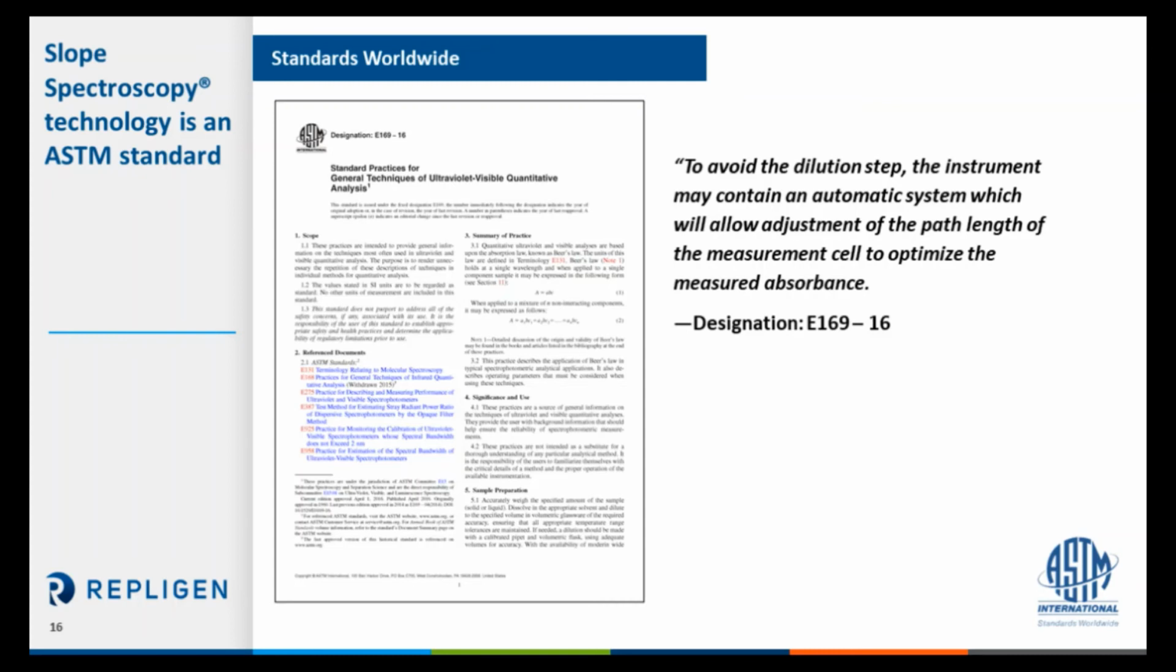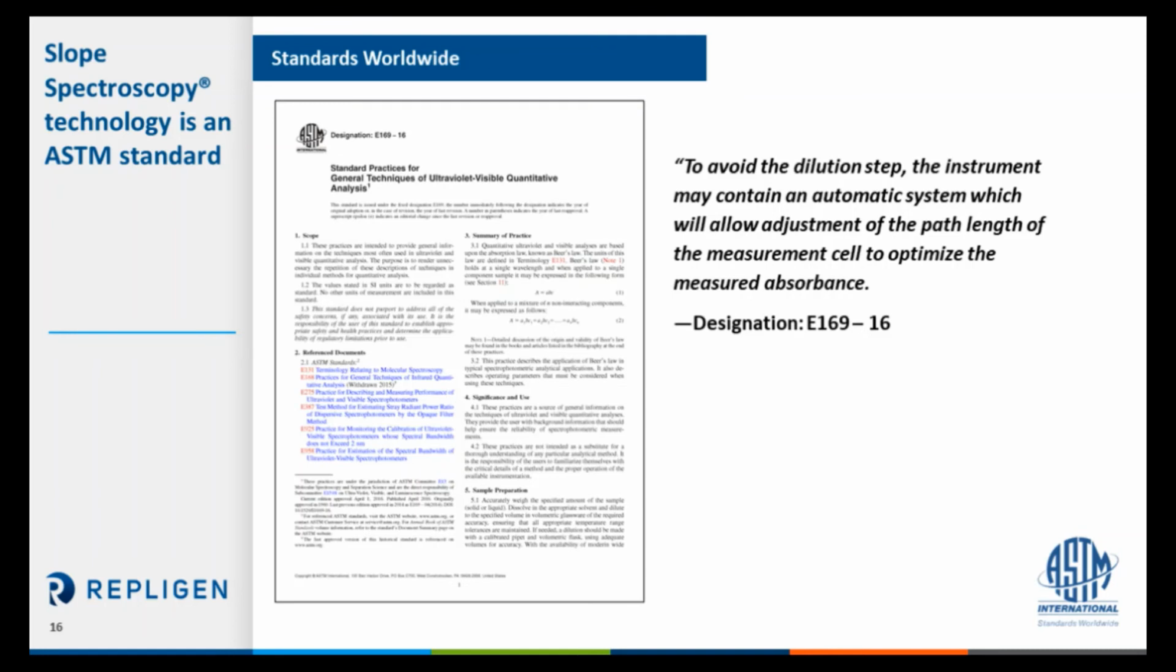The ASTM has a standard for UV-Vis quantitation. It is revised only once every 5 years. Specifically, the E169-16 now includes a statement: to avoid the dilution step, the instrument may contain an automatic system which will allow adjustment of the path length of the measurement cell to optimize the measured absorbance.